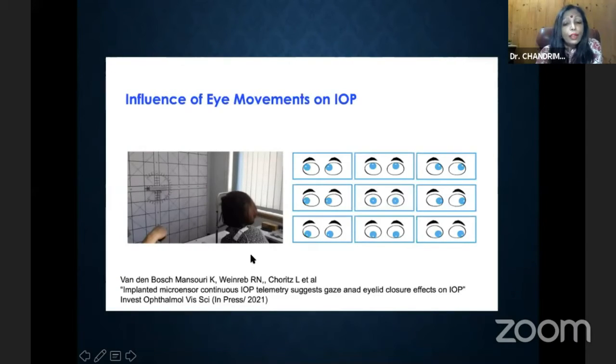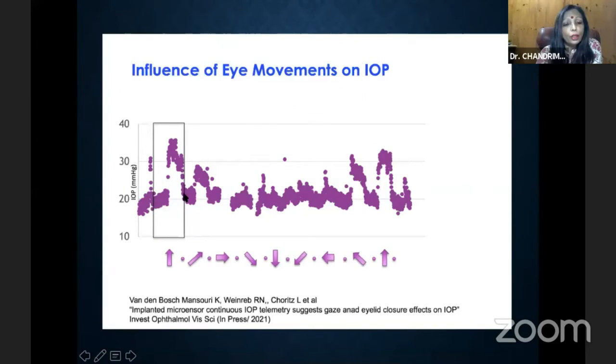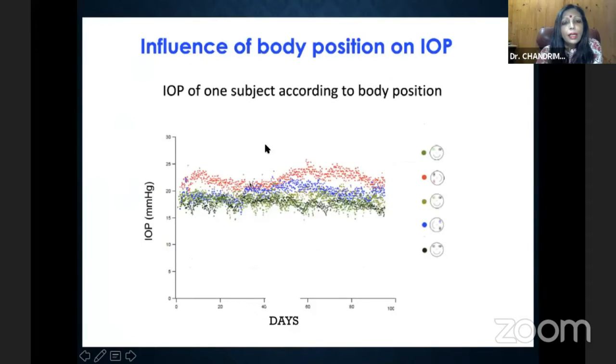And then you have to be careful at what gaze you're measuring the IOP, because if you look at that graph by Van Reb et al., you would see that if you're measuring in the upper gaze, that's where the IOP reaches its peak, and if you're measuring in the lower gaze, that's where the IOP reaches its lowest. So to get the optimum IOP, you've got to ask the patient to look straight. Influence of body position on IOP: look at the scatter graph out there as well.